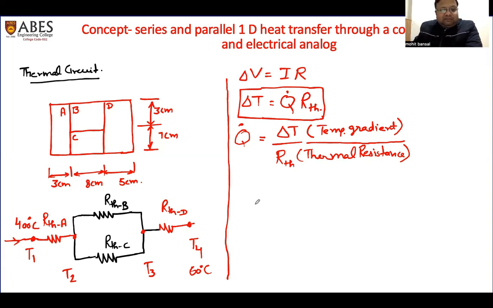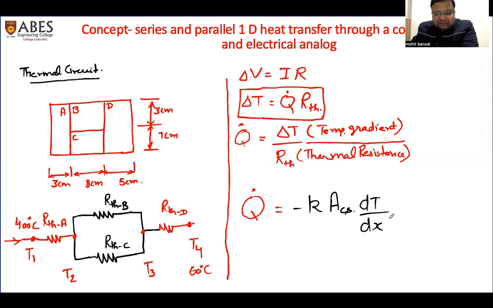And one more formula which we know for the conduction heat transfer, that is the Fourier's law of heat transfer. That Fourier's law of heat transfer is Q dot, and it is given as minus KA dT over dx, which we generally write as delta T over R, the thermal resistance. So this negative sign shows the direction of heat flow. K is the thermal conductivity of the material. A shows the cross-sectional area. This dT is the temperature gradient, and dx shows the thickness.